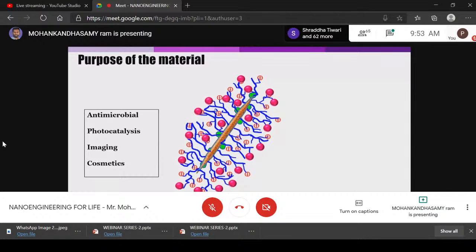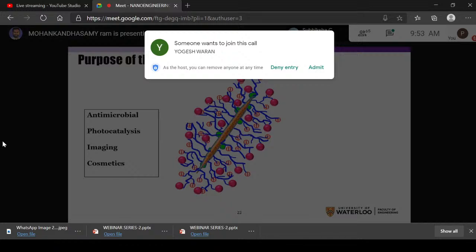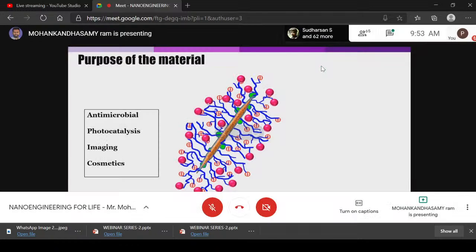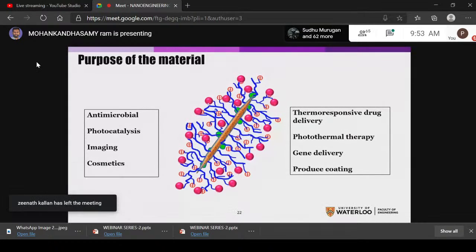So in the presence of gold nanoparticles, by passing UV light, these kinds of molecules can be degraded into a safer formation of CO2 and water. Additionally, these kinds of cellulose nanocrystal modified structures could be used in imaging, cosmetics, and smart drug delivery systems, including produce coating. Like your apples, all the vegetables could be coated by these cellulose nanocrystals to prevent spoilage.